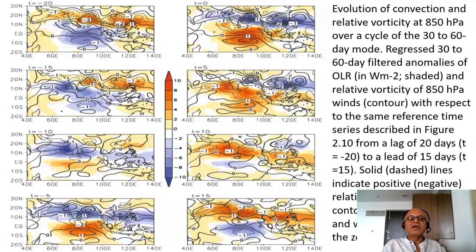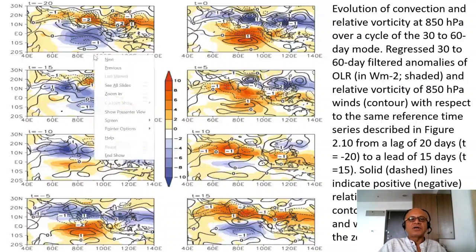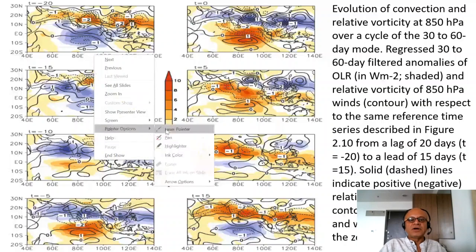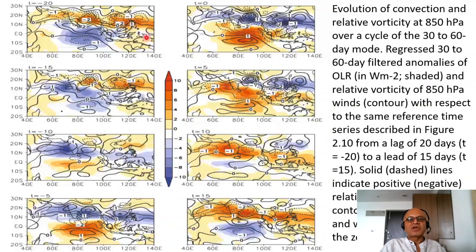Remembering that not every theory for MISOs argues that the northward propagating systems are coming from the West Pacific. Okay, so this is what we saw before, going from t equals minus 20, minus 15, minus 10, and so on. So you are starting with one phase. Here we are looking at the evolution of convection and relative vorticity over a 30 to 60 day mode. They are basically regressed filtered anomalies of OLR and relative vorticity.